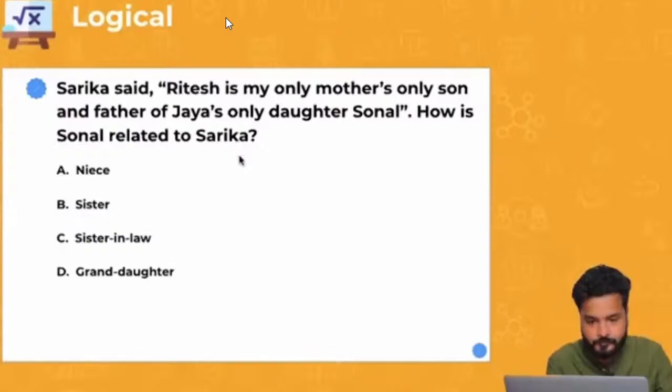Moving on to the next question, again from coding deductive logic. You guys have 30 seconds, and your timer starts now.